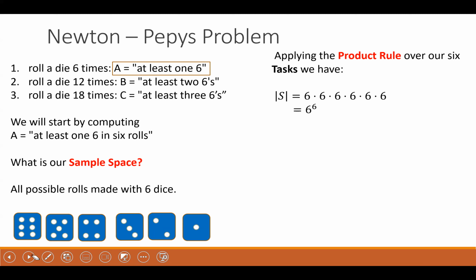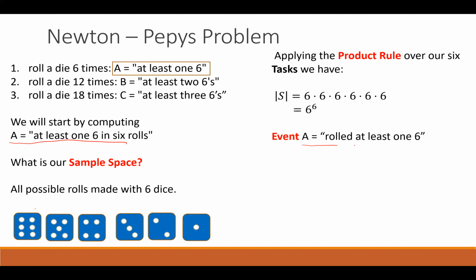Okay. So now we want to count the size of A, right? So it's a uniform probability space. These are fair dice, which means each outcome has equal probability. So this is a simple counting problem now. So my event A is that I rolled at least 1 6.